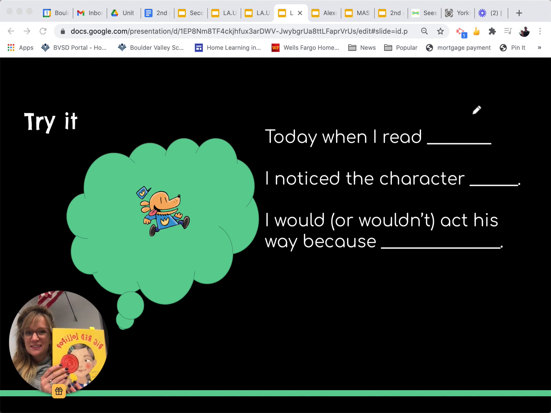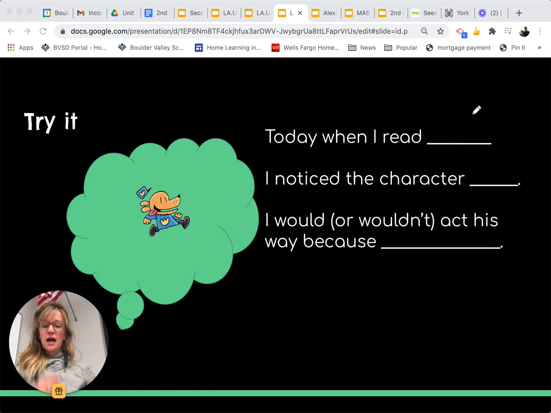So today, when I read Big Red Lollipop, I noticed the character Rubina was so angry when she realized her sister ate her whole lollipop. She was so angry, she chased her sister around the house and she was yelling and she had clenched fists. I think when I was a kid, I would have acted this way because I would have been angry just like Rubina. I'd like to think I wouldn't chase my brothers or sisters around, but I might have. So this seems like a really realistic character to me because I think I would have done the same thing.